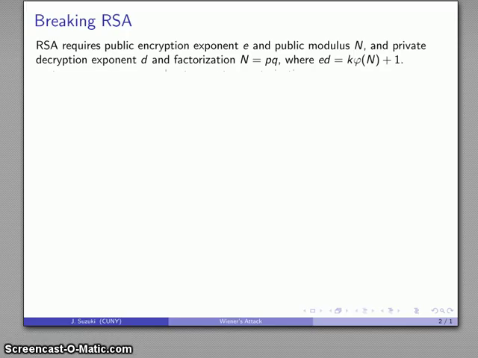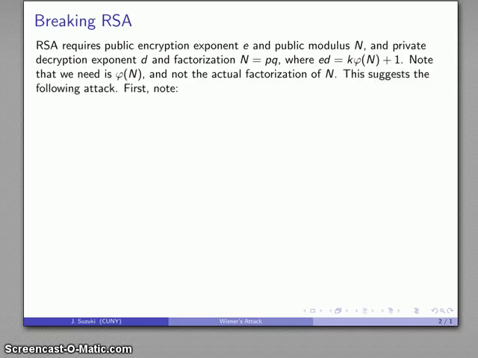Now, the thing that's important to note here is that in order to break the RSA system, what we actually need to know is phi of N. We don't really need that factorization of N. If we have the factorization of N, phi of N is the first thing that we find. If we don't have the factorization of N, but we do have phi of N, we don't really care what the factorization of N is. So this suggests the following approach.